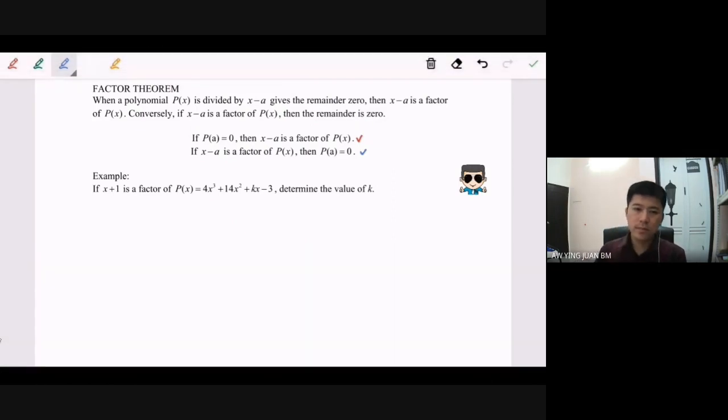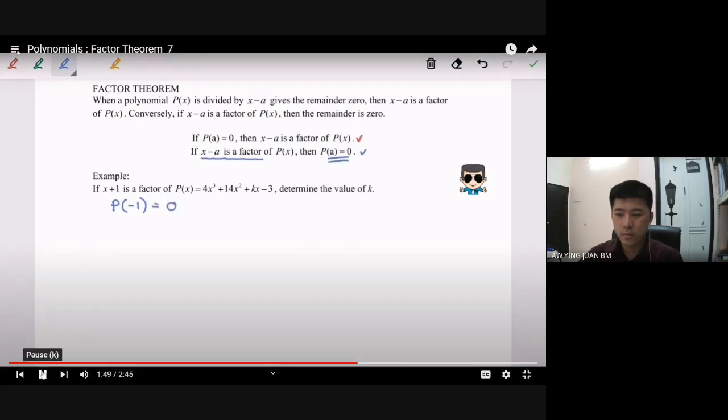Example, if x plus 1 is a factor of the polynomial, determine the value of k. So in this case, they say x plus 1 is a factor. So we will refer to the second case. So meaning that x minus a is a factor, so our remainder will be equals to 0 when we substitute the value of a. So now we are going to use the second case. So meaning that p(negative 1) will be equals to 0 because x plus 1 is a factor.